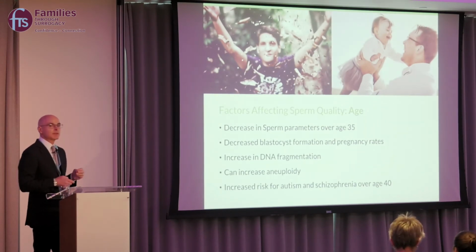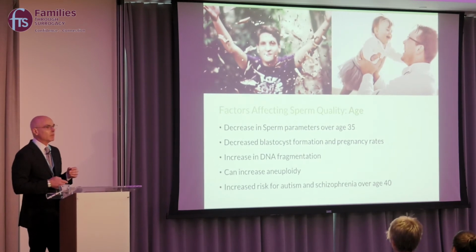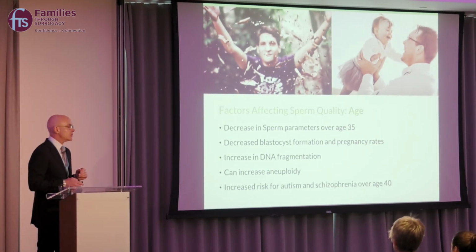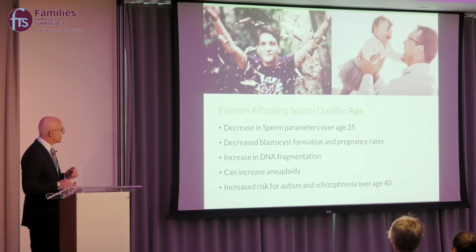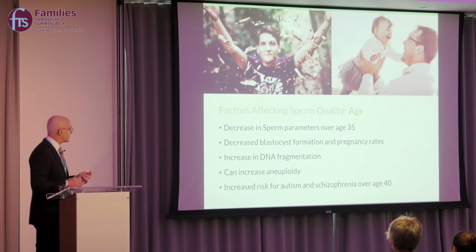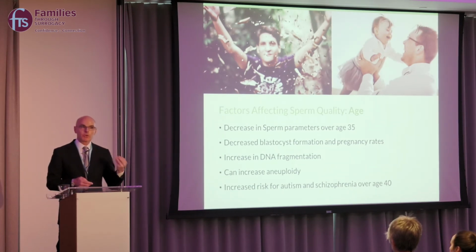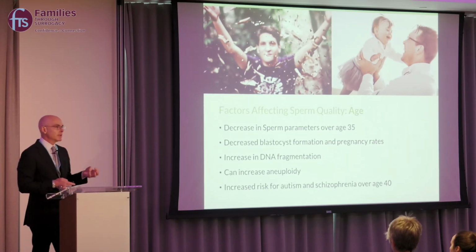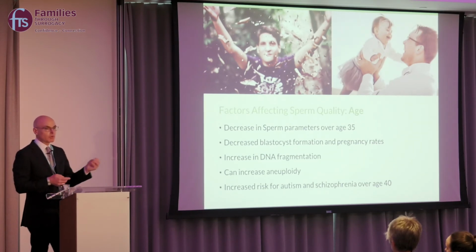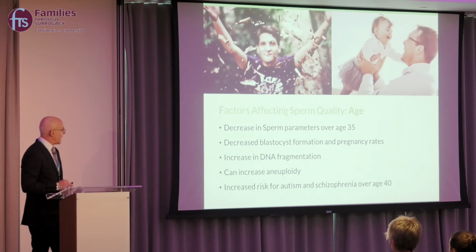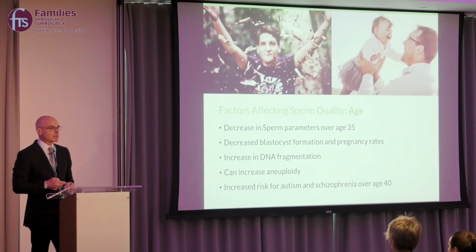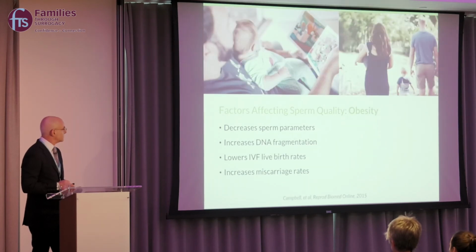Now, what factors affect the quality of the sperm in men? Well, men aren't unaffected by age. In general, studies show a decrease in most sperm parameters over the age of 35, slightly decreased blastocyst formation and pregnancy rates, and increased DNA fragmentation. And when we have an aneuploid embryo from a miscarriage, we usually attribute it to an egg factor, but there is some evidence that the age of the sperm provider can also increase the incidence of aneuploidy. And there is evidence of an increased risk for autism and schizophrenia in men over the age of 40.